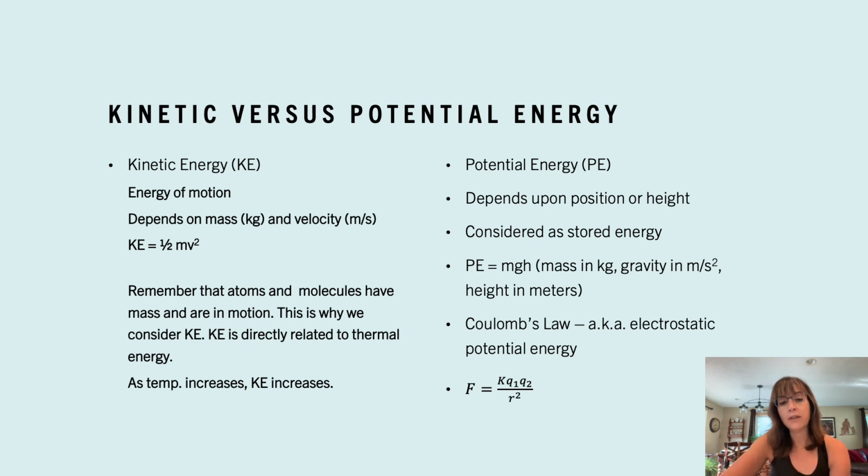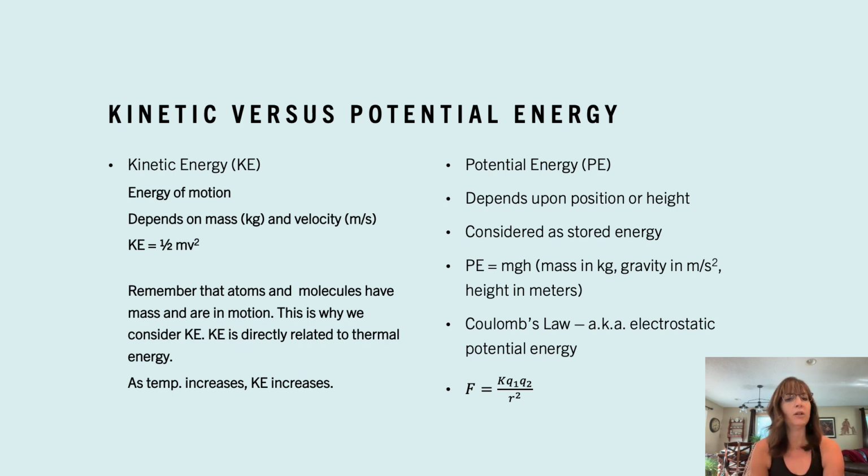Potential energy, on the other hand, is stored energy, and this depends upon position or height. For example, at the top of a roller coaster, you have the most potential energy, while at the bottom of a hill, you would have all kinetic energy. Potential energy is simply the mass times gravity times height. Mass is in kilograms, gravity is in meters per second squared, usually it's 9.8 meters per second squared, and the height is in meters.